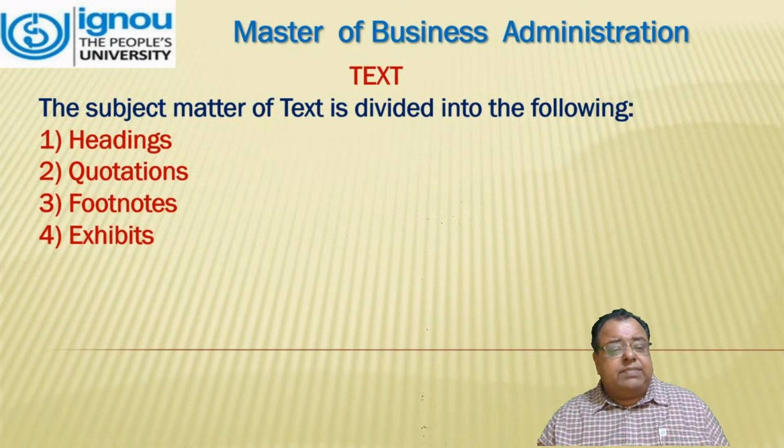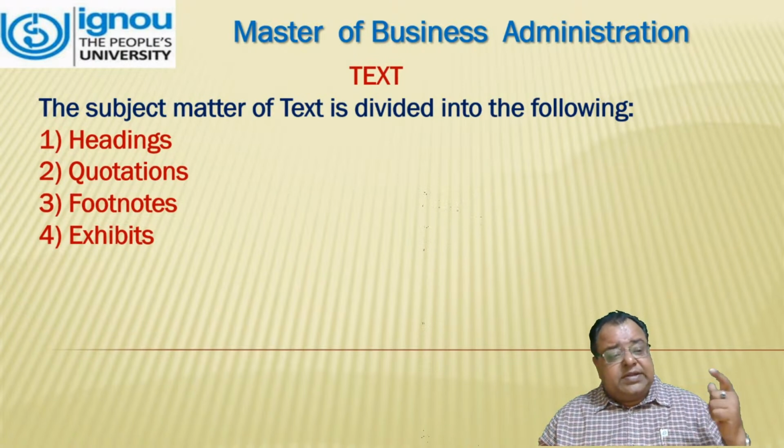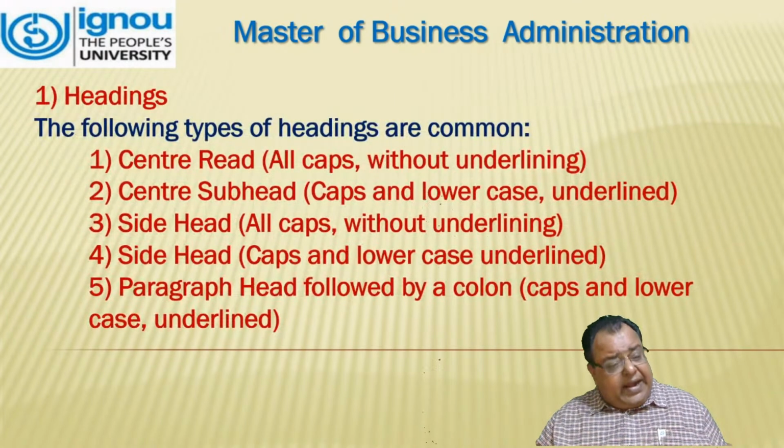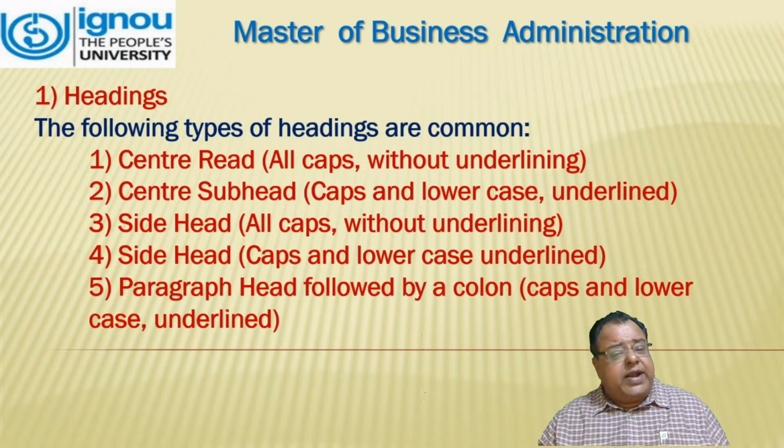Text. The subject matter of the text is divided into the following four headings. The first one is headings, the second one is quotations, the third one is footnotes, and the fourth one is exhibits. Headings. The following types of headings are covered.